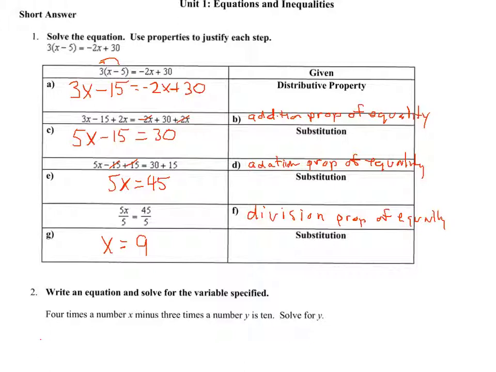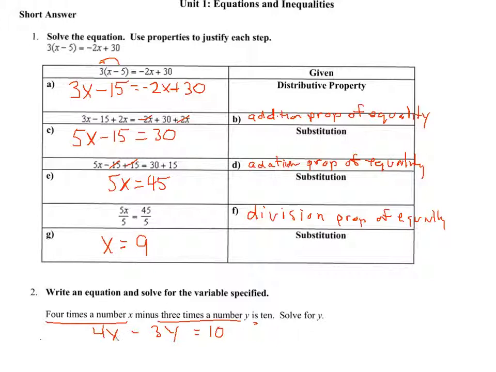Now, number 2. It says write an equation and solve for the variable specified. It says 4 times the number x minus 3 times the number y is 10. Solve for y. Okay, I always look for the word is, because that tells me where the equal sign is going. So equal sign there, and 10 is on that side, so I'm going to put 10 here. Put my equal sign right there. On this side, I've got 4 times the number x minus 3 times the number y. Okay, so 4 times the number x is 4x minus 3 times the number y is 3y, and that equals 10. And I have to solve for y.